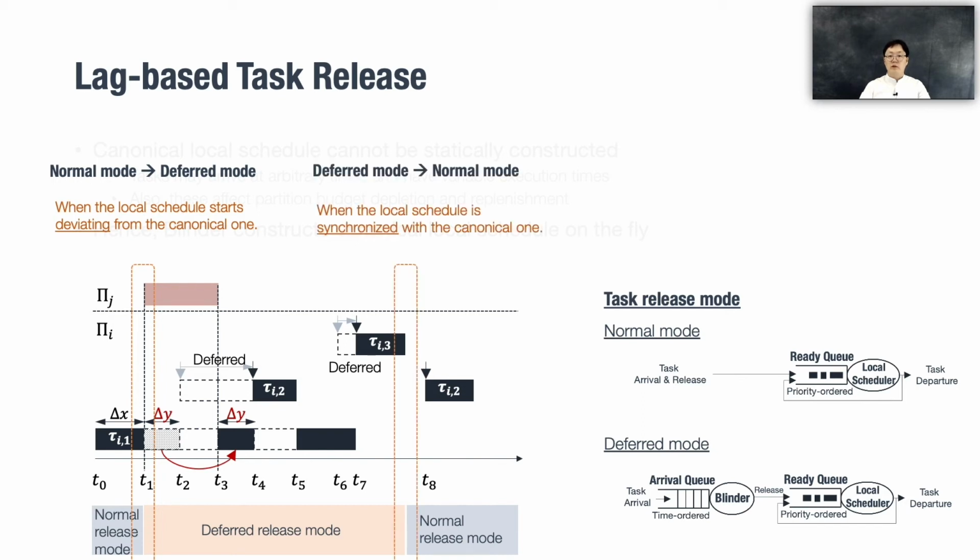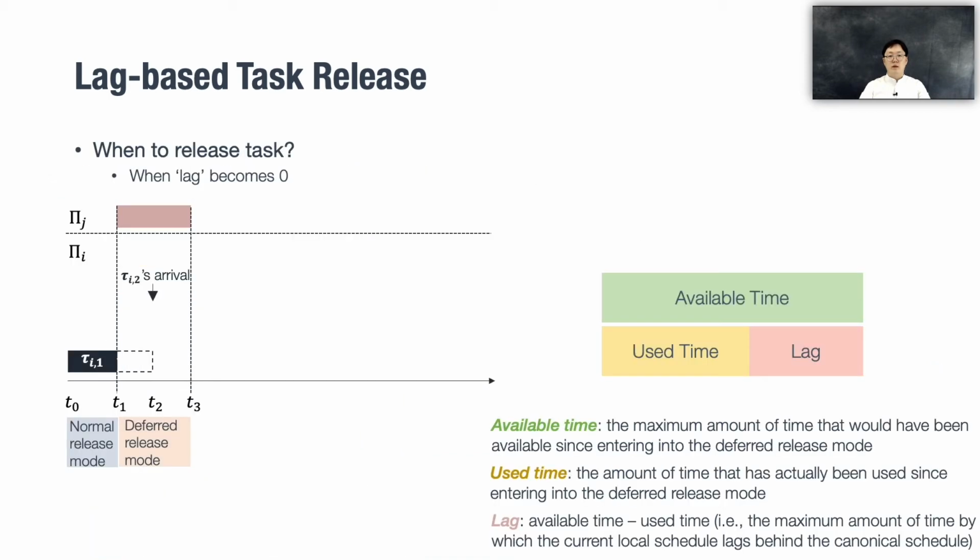Partition switches back to the normal release mode when all the tasks that have arrived before or during the deferred release mode complete their executions. So this is when the local schedule is synchronized with the canonical one. So now, how is the task release time decided on the fly? It's when the lag becomes 0.